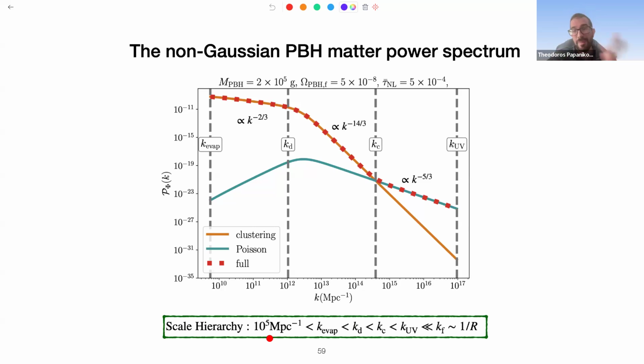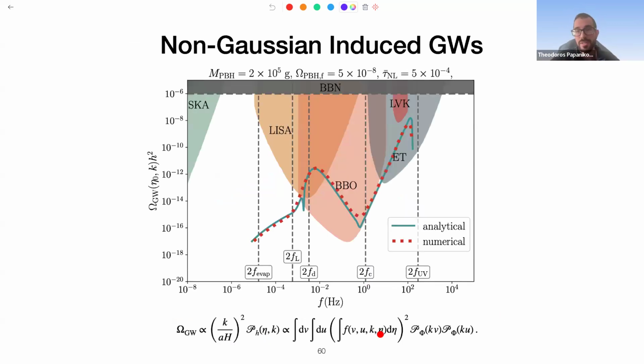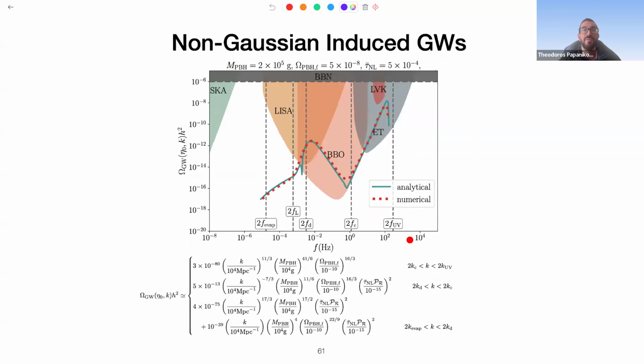Having then our power spectrum for phi, we can import it in our usual formula and extract the induced gravitational wave signal. So we see here in the dotted red line our numerical result, and we also managed to find an analytical approximation for this gravitational wave signal, which I show you here in the green line. What we observe is that at high frequency, so on small scales, we are dominated by the peaky Poisson gravitational wave contribution I presented in the beginning.